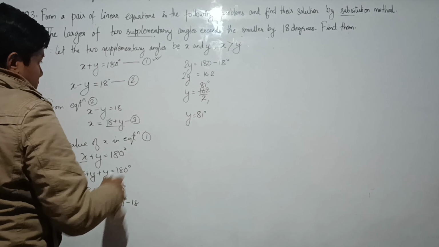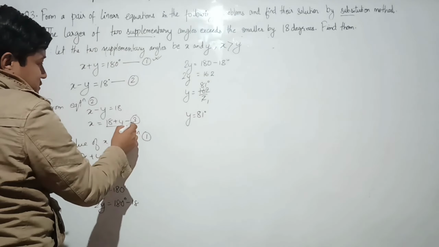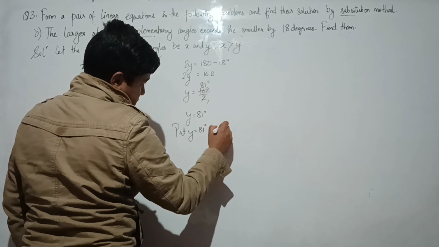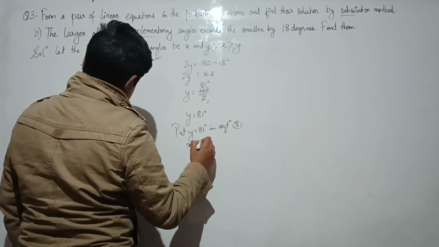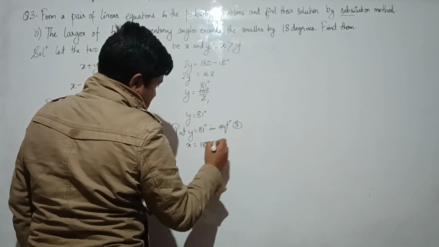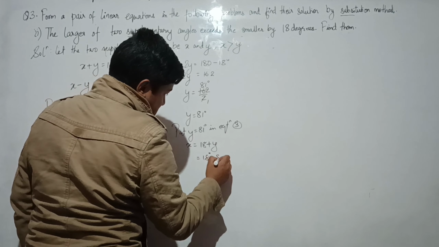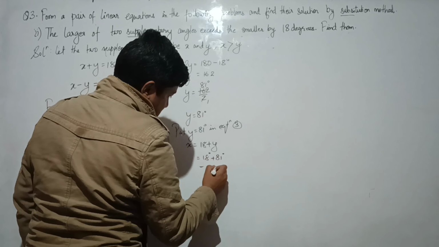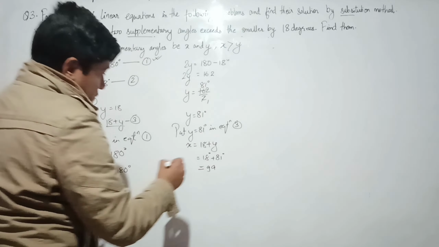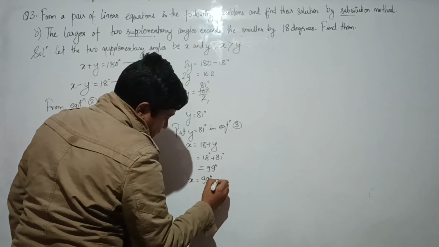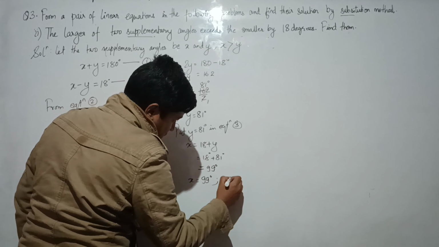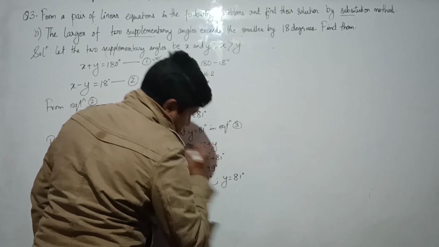So y is 81, we can substitute in equation 3 to get the value of x. Put y equals 81 degrees in equation 3. So equation 3 na chai 18 plus y, 18 degrees plus 81 degrees equals 99 degrees. So the two supplementary angles are x equals 99 degrees and y equals 81 degrees.